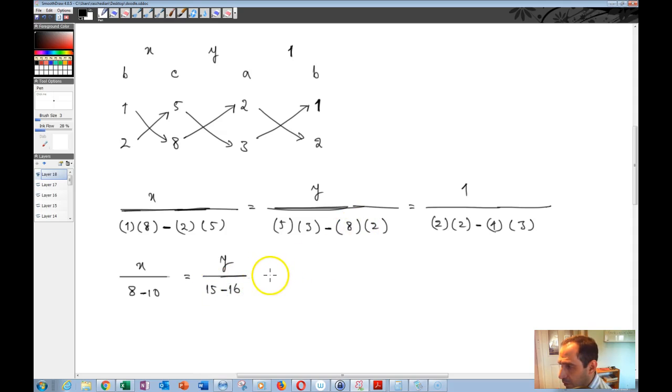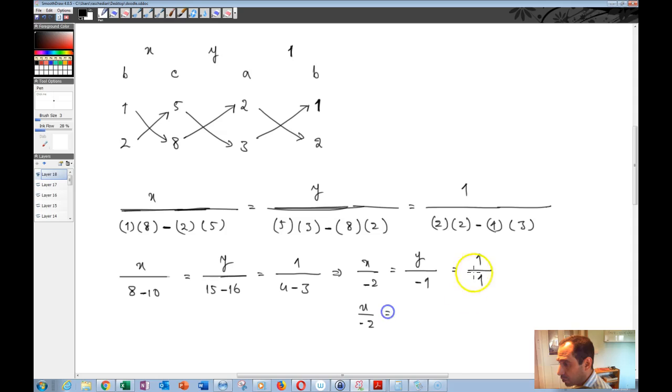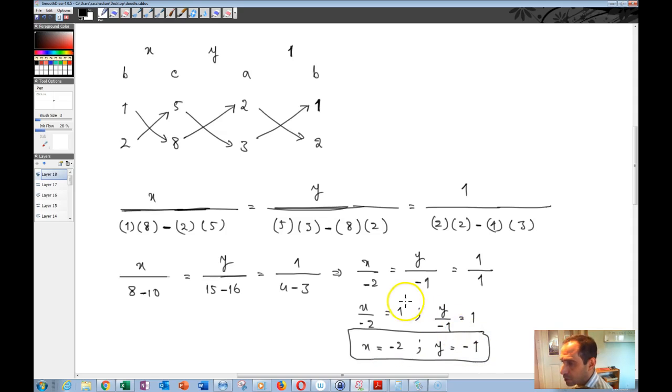15 minus 16. And this is equal to 1 over 4 minus 3. So that means that x over negative 2 is equal to y over negative 1 is equal to 1 over 1. Okay, so what this means is that x over negative 2 is equal to 1, and y over negative 1 is equal to 1. So x is equal to negative 2 times 1, which is equal to negative 2, and y is equal to negative 1. It's actually pretty easy to use this method over here.